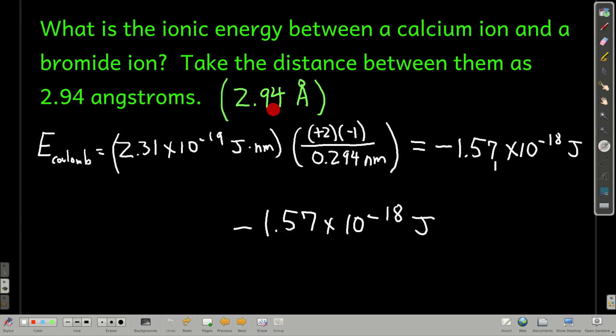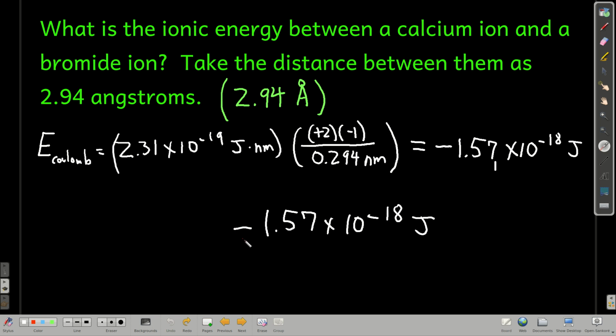Okay, 2.94 angstroms. An angstrom is 1 times 10 to the minus 10th meters. A nanometer is bigger, at 10 to the minus 9th, so one order of magnitude bigger, so it's 0.294. Plugging in, we get negative 1.57 times 10 to the minus 18th joules. That negative means it's an attractive interaction.